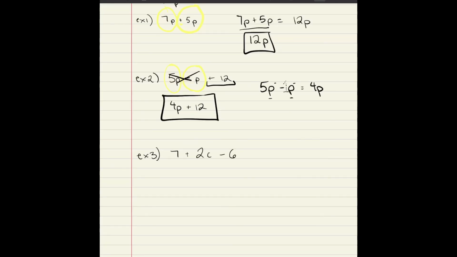For example 3, we have 7 plus 2c minus 6. I'm going to circle my like terms, which are 7 and minus 6. So 7 minus 6 gives me 1. I've used my like terms, I've combined them. I'm left with plus 2c, so I have 1 plus 2c. And that's my final answer.